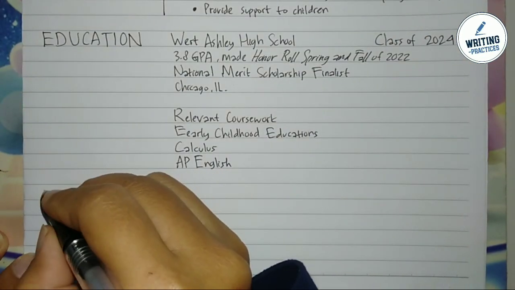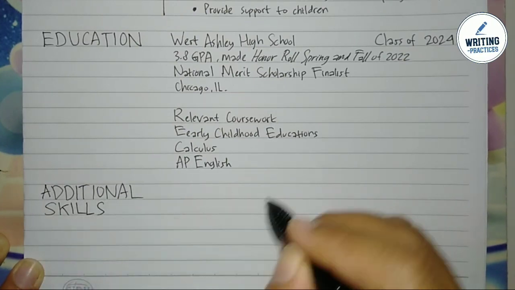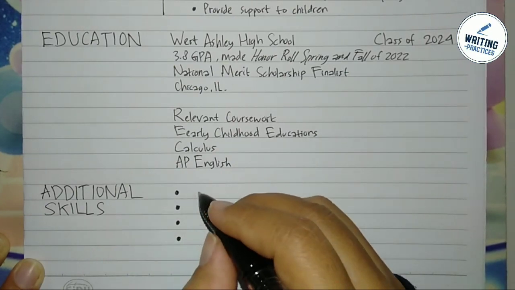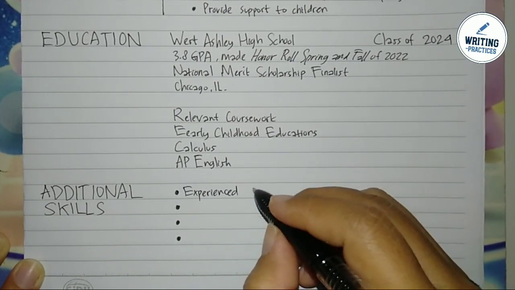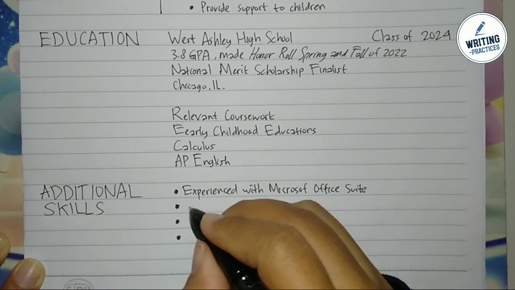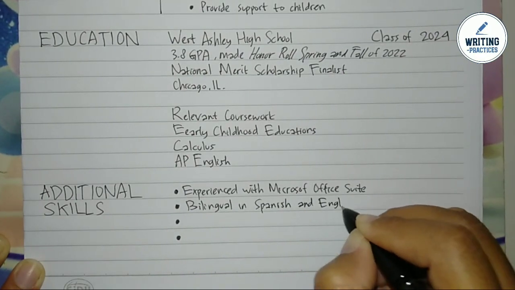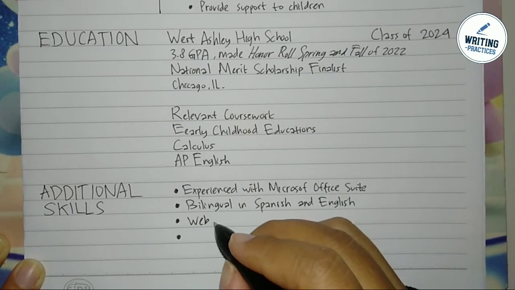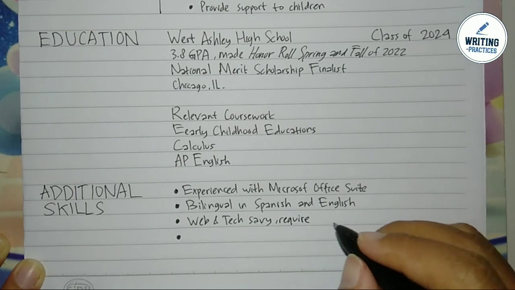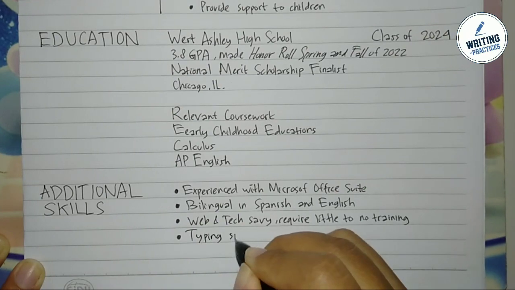And the last section is about additional skills. You can make bullet points here. Mention all the skills you have that will be helpful for the job position you are applying. In this example, the skills are experienced in MS Office, bilingual in Spanish and English, web and tech savvy, and even your typing speed.